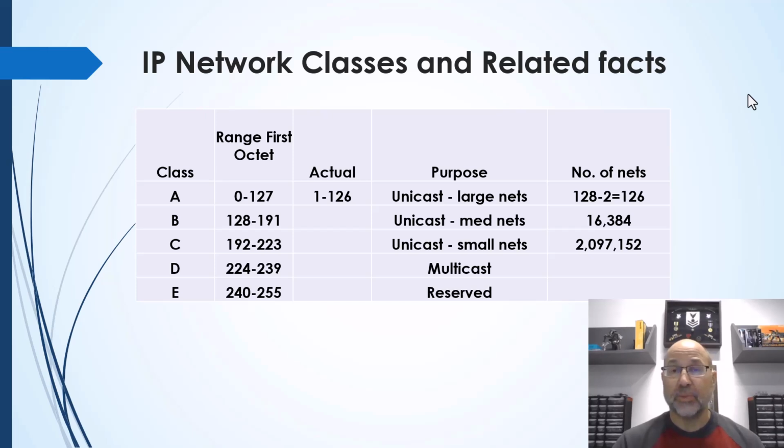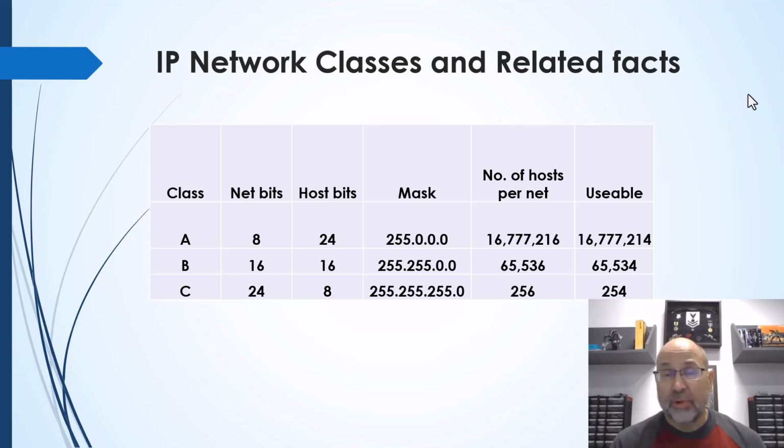Okay, let's get some more related facts. Well, one thing that we've got to remember is that whatever class of network, it comes with a default mask. So in a Class A network, you have 8 network bits.